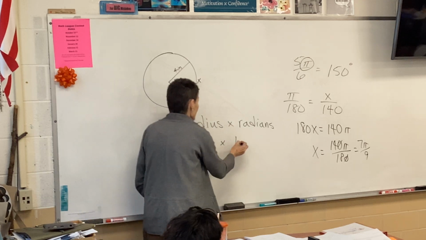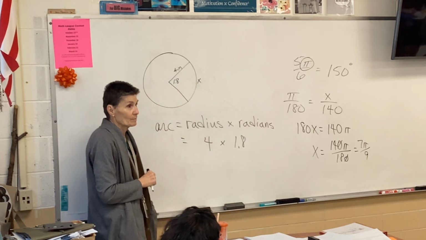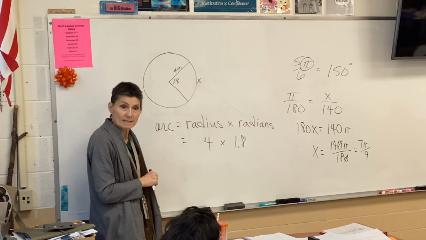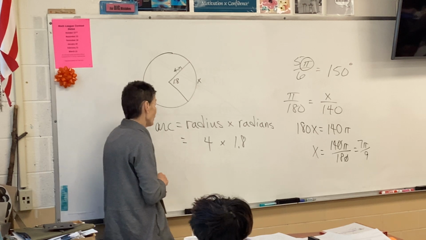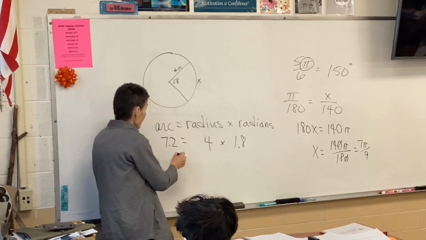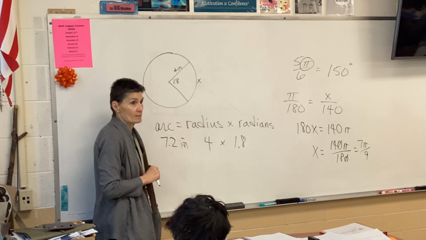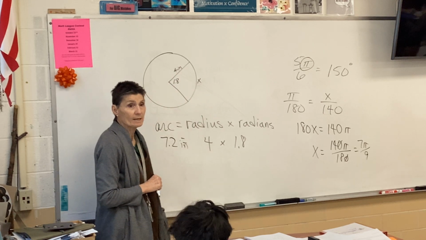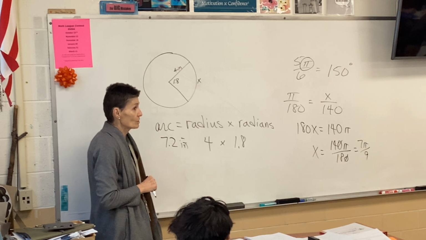So your answer is just going to be 4 times 1.8, because arc length is radius times radians. So 4 times 1.8 is 7.2. Yep. And the unit on that would be inches, because that was inches. So the arc length is 7.2 inches.